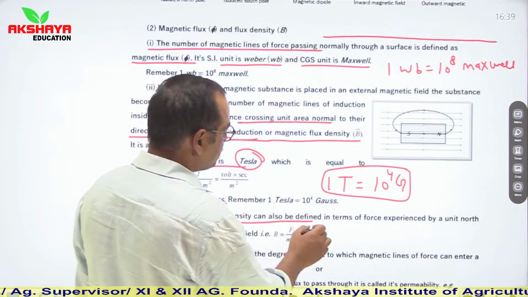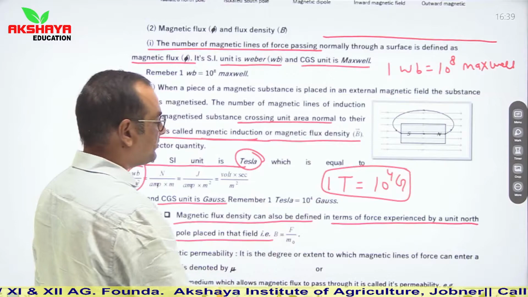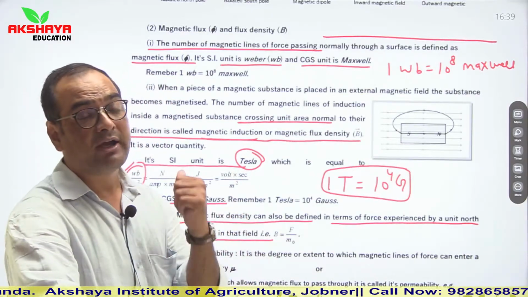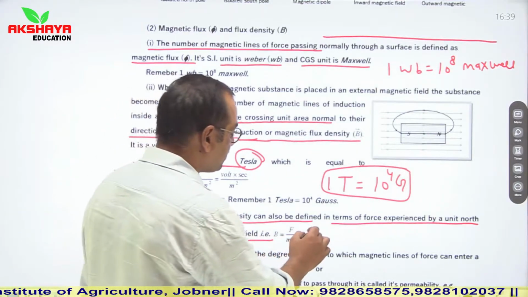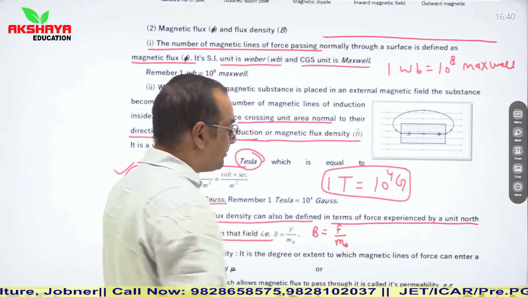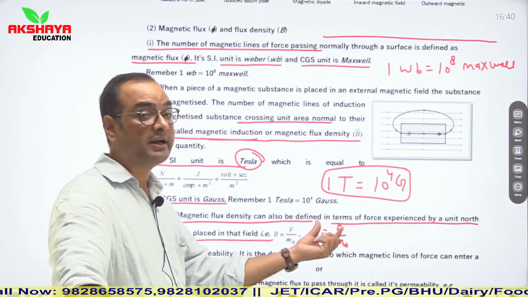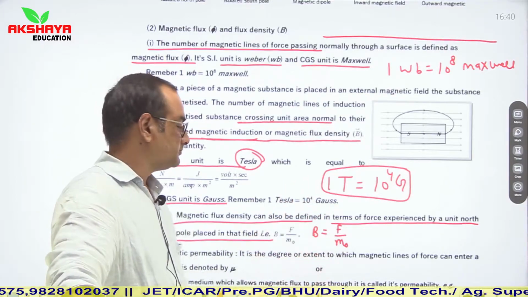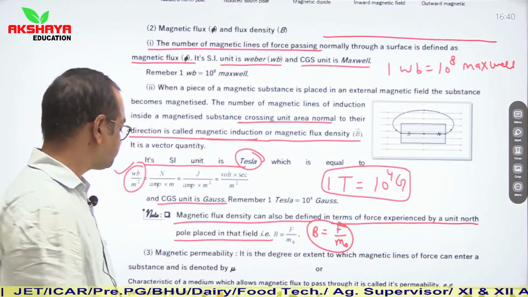Magnetic flux density can also be defined in terms of the force experienced by a unit north pole placed in that field. It can be simply defined as we define electric field intensity in electrostatics. So it can be defined as B is equal to F upon m naught, where m naught is the pole strength of the north pole. It is the magnetic force experienced by unit pole strength of north pole, so it is known as magnetic flux density or magnetic field.